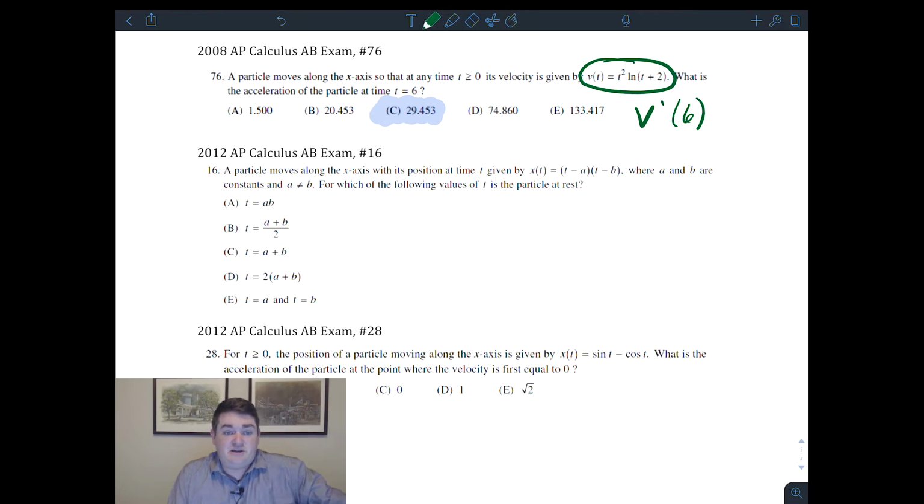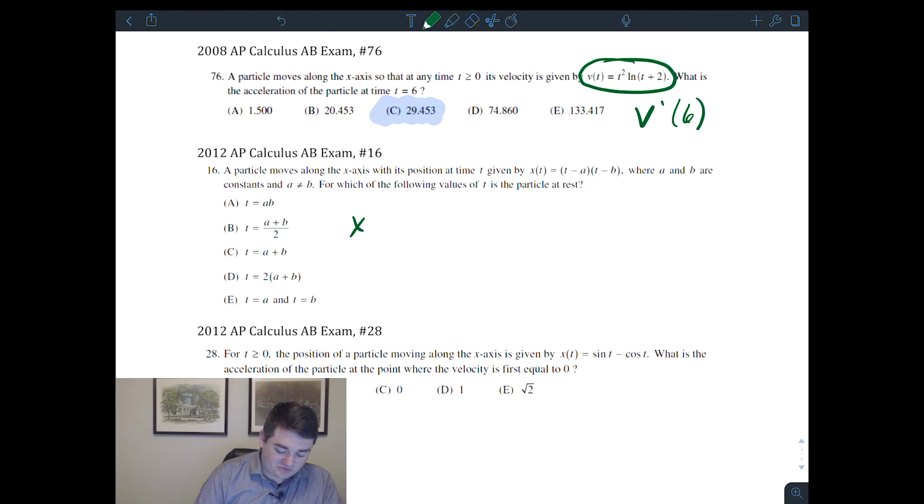2012 AB number 16, a particle moves along the x-axis with its position at time t given by x of t equals t minus a times t minus b, where a and b are constants and a and b are not equal. For which of the following values of t is the particle at rest? There's that word again, at rest. That means when is the velocity equal to 0?